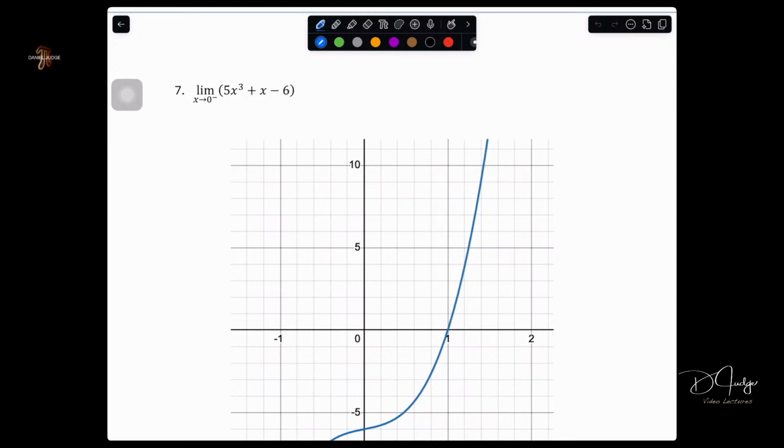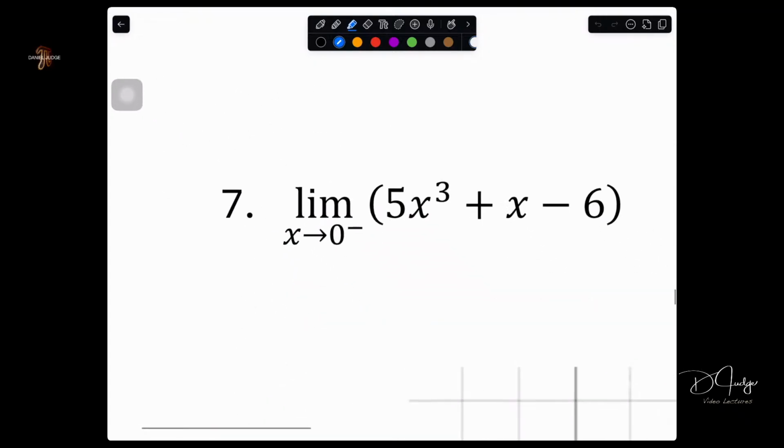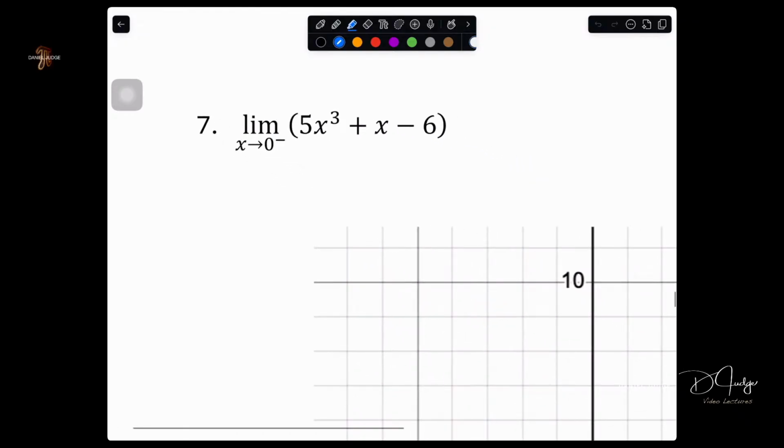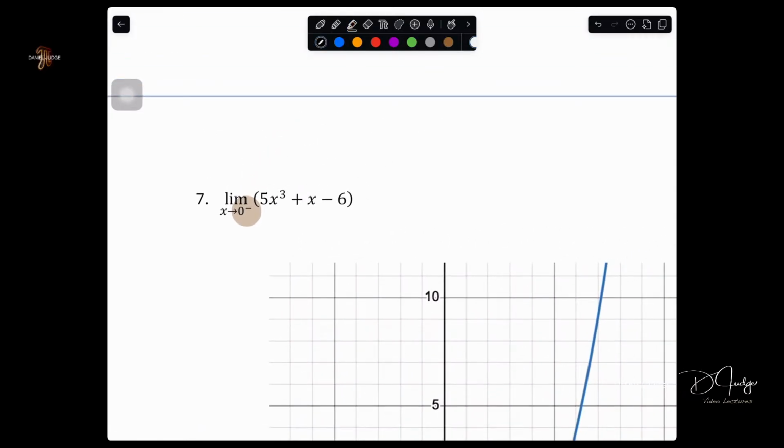Okay, we're going to continue with working with limits for polynomial functions. Those polynomial functions are the easiest limits to work with. So this question is the limit as x goes to 0 from the left. Because the left-handed limit is the same as the right limit, they're the same values, the polynomial functions are continuous.